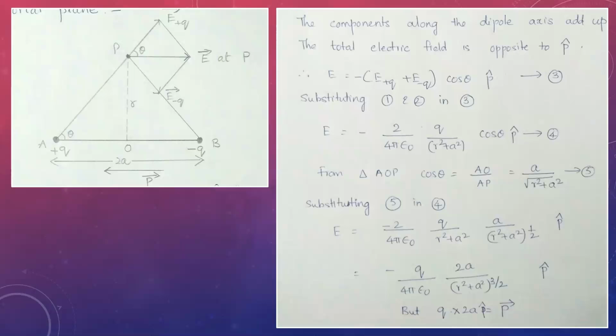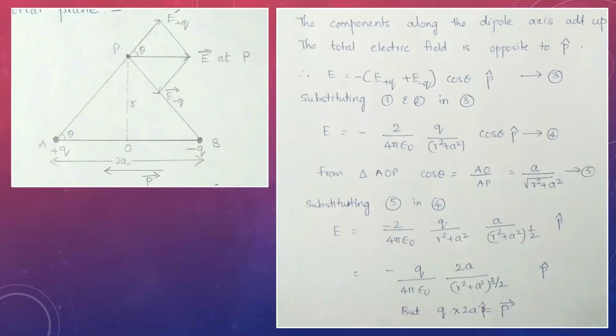AP, according to Pythagoras theorem, is under root r square plus a square. Therefore, cos theta is equal to a by under root r square plus a square, which is equation number 5. Now let us substitute equation 5 in equation 4.